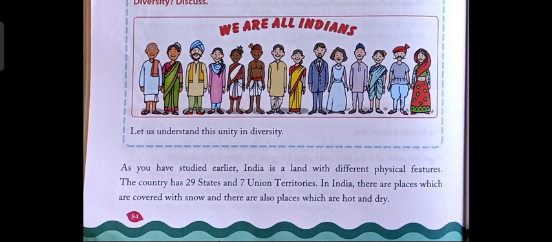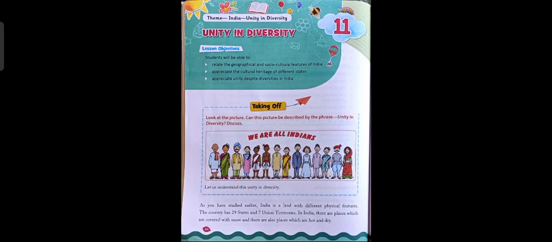As you have studied earlier, India is a land with different physical features. The country has 29 states and 7 union territories. In India, there are places which are covered with snow, and there are also places which are hot and dry. So, as you know, in India we have 29 states and 7 union territories, but now it has changed. Now we have 28 states and 8 union territories in India. And we have many different places where we face different climates. Somewhere in India it is very hot, somewhere it's very dry, and somewhere it's very cold. So we have different climatic conditions in India. So let's read further.